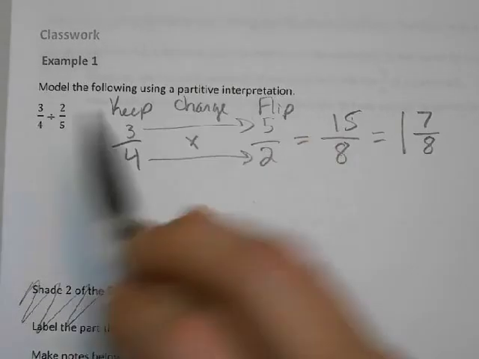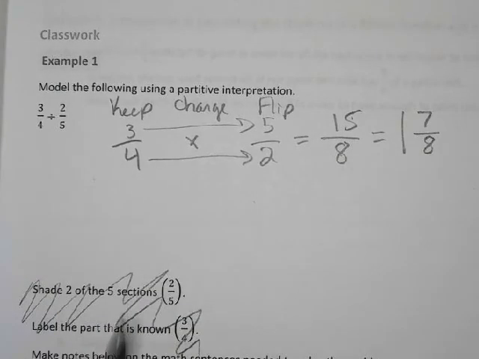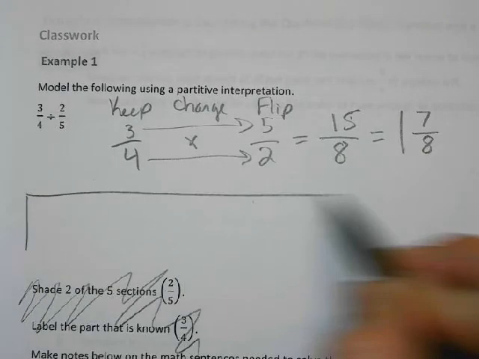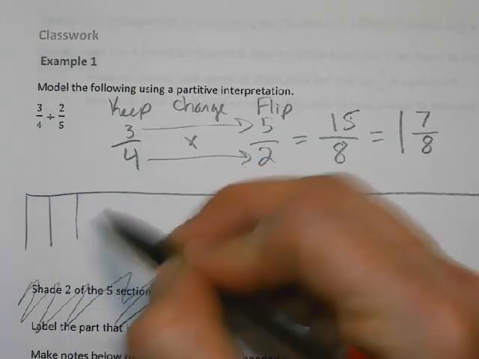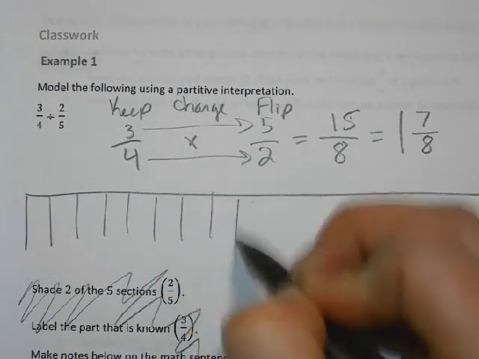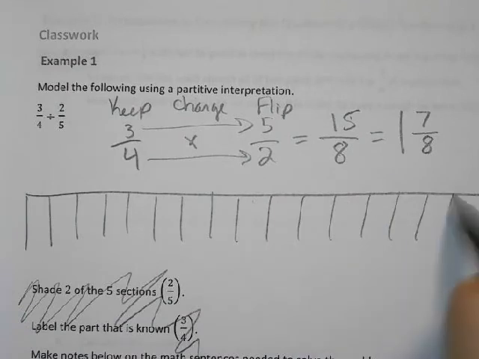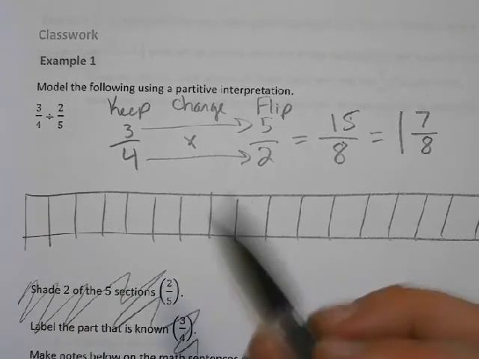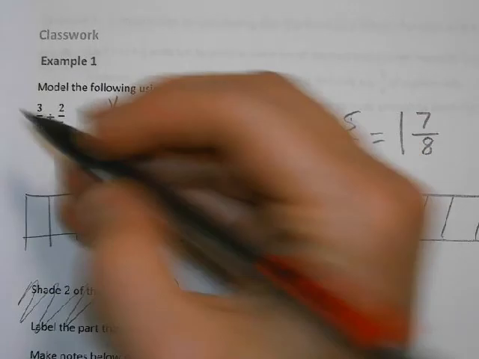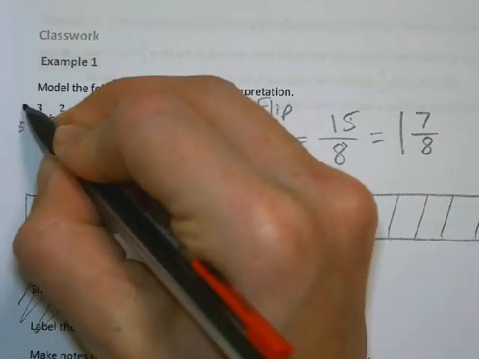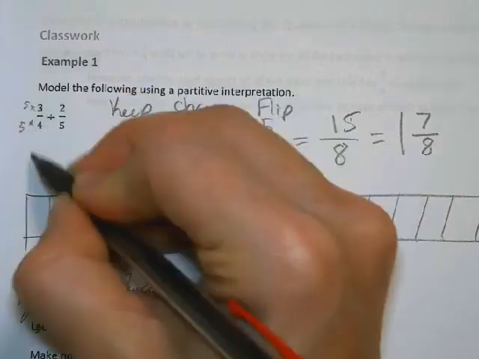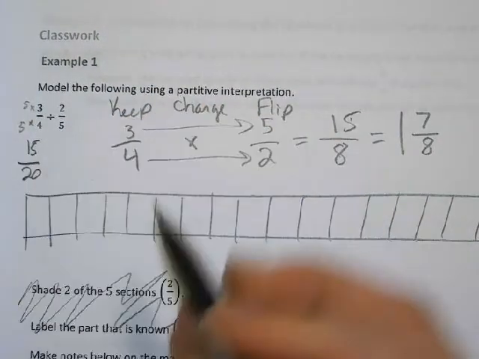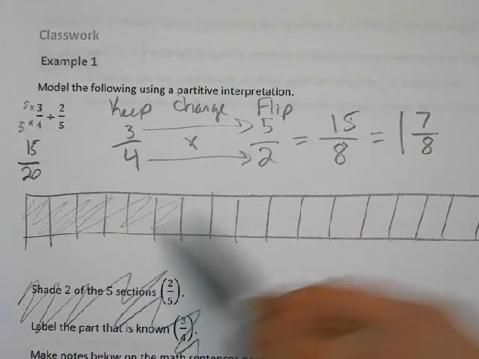Now, if we want to do a model, we have to find the least common multiple between 4 and 5, which would be 20. And so I have to do 20 boxes. 1, 2, 3, 4, 5, 6. And there are my 20 boxes. I have 3/4 of them. Well, to make this denominator 20, I had to multiply both by 5. That gives me 15 out of 20, so I'm going to shade in 15 of them.